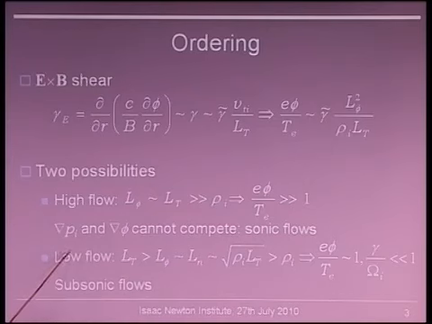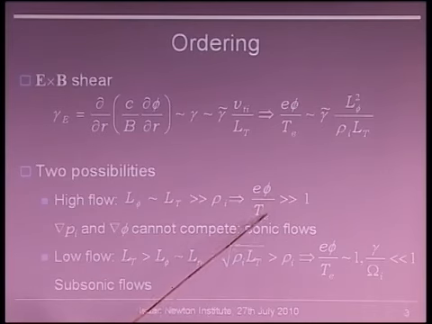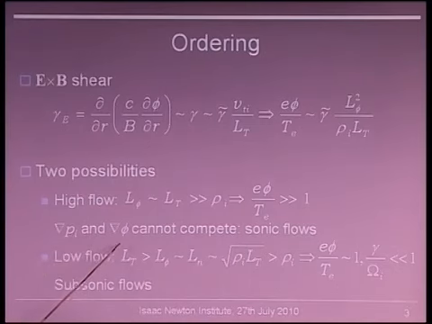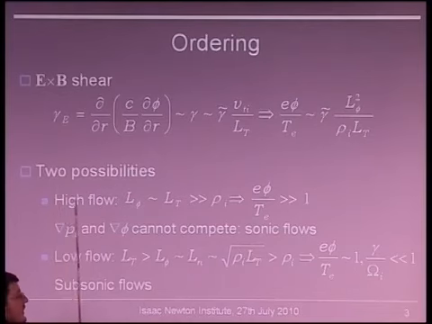The problem with this ordering is that because you are making the potential much bigger than the temperature, you cannot make the pressure and the potential gradients compete. And then you necessarily immediately get to sonic flows, which are actually not observed in pedestals. Even in cases where we have neutral beams, the near sonic flows are in the middle, not at the edge. So the edge doesn't have strong flows. It must be that the ordering should be different, right?